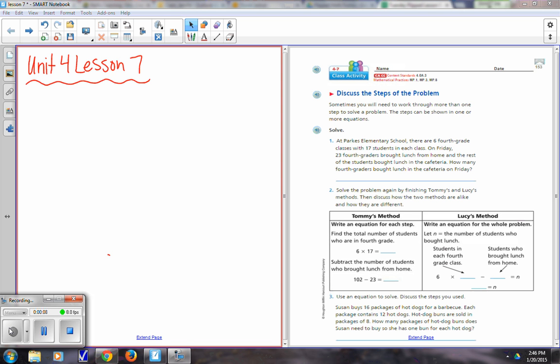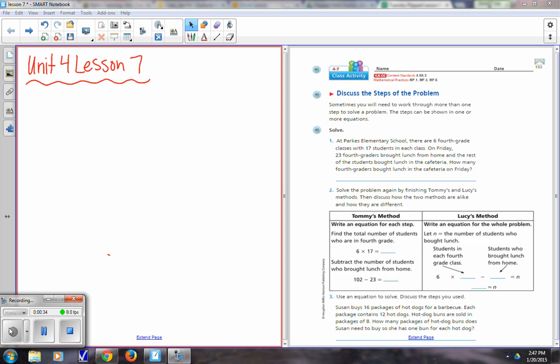We are going to be discussing multiple step word problems tonight, and if you're looking at page 153 with me, you already know that we have to work through these sometimes. You have to do something before you can actually get to the question in the word problem. So it can be shown in one or more equations. So we're going to try to work through that a little bit today.